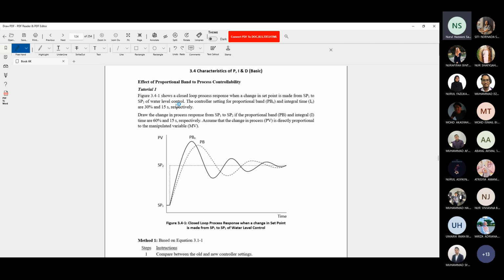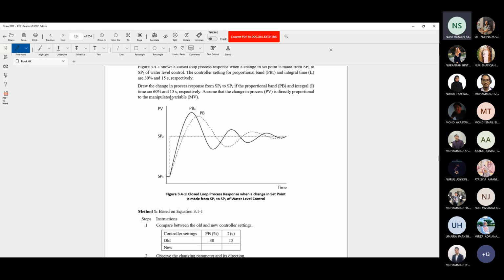So you need to draw the change in process response from SP1 to SP2 if the proportional band PB is changed to 60%, and I remains the same, 15 seconds. So you need to assume that the change in process PV is directly proportional to the manipulated variable. That means in this system, MV and PV are directly proportional.